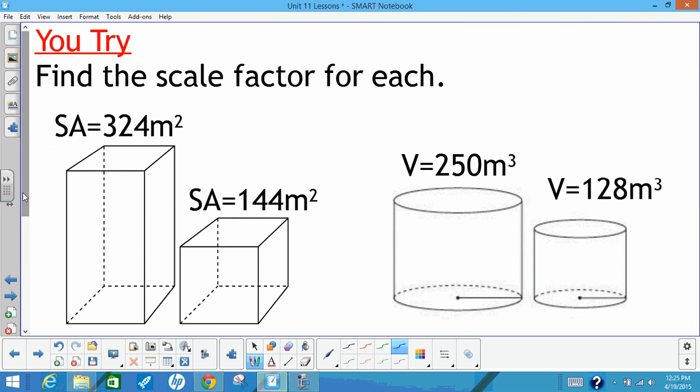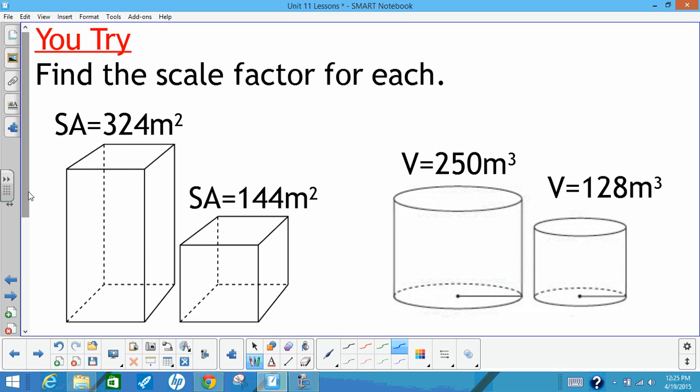So go ahead and try these two. All I want you to do is find the scale factor for these two similar prisms and these two similar cylinders. And this will be the last View and Try you do all year. So go ahead and make sure to do it.